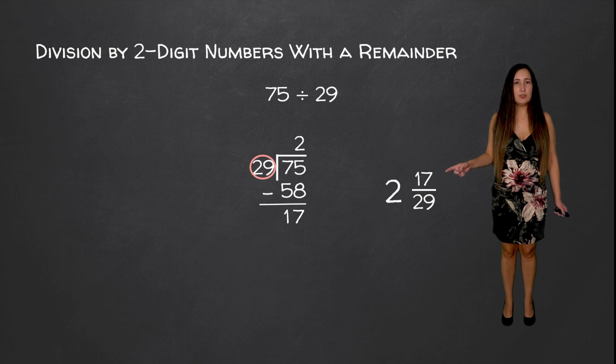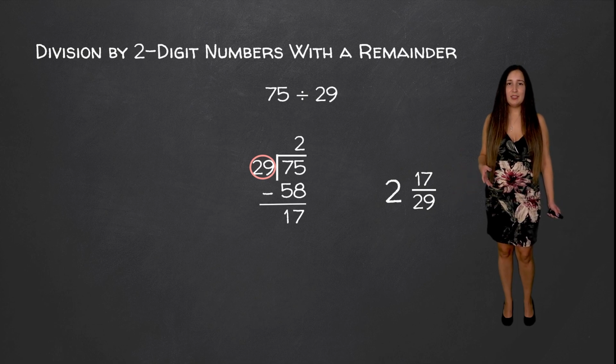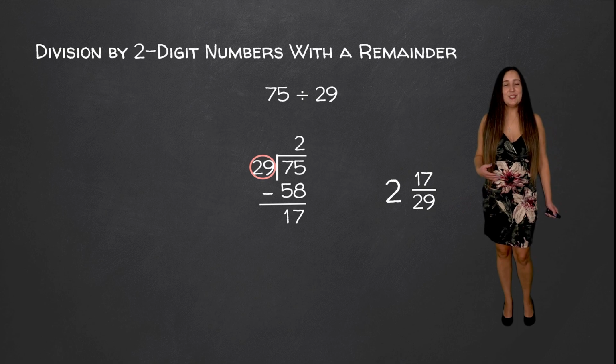So 2 is our whole number because 29 goes into 75 two whole times. We have a remainder of 17. Our remainder will always be in the numerator. And then it's out of 29 because we're dividing by 29. All right? So 75 divided by 29 is equal to 2 and 17 out of 29. If we were able to simplify this, we would, but in this case, we cannot.